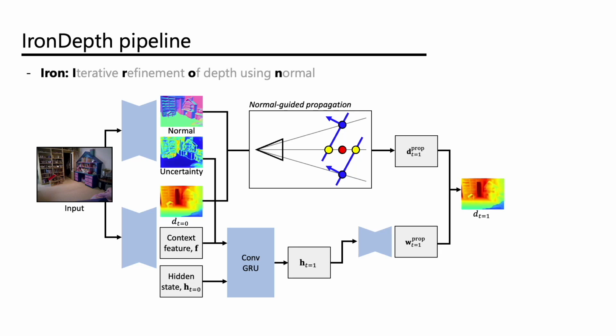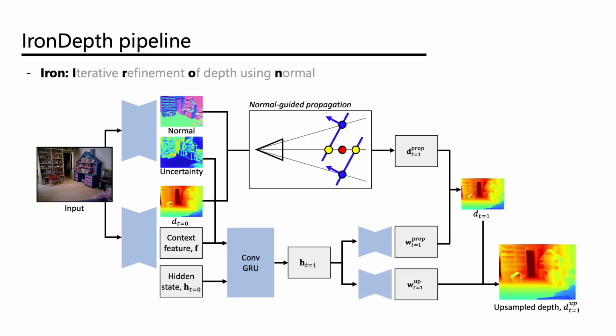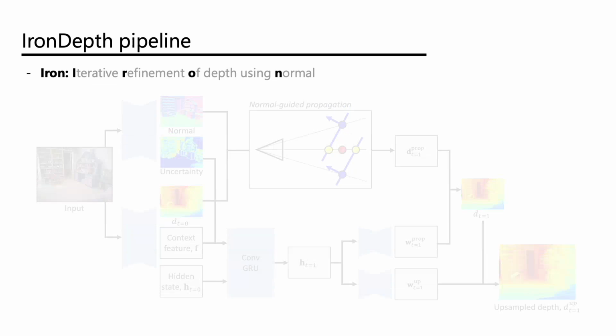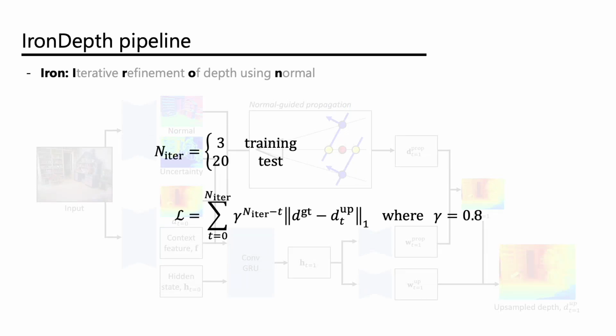Lastly, the refined depth map is upsampled by the proposed normal guided depth upsampling. The number of iterations is set to 3 during training and 20 at test time. The training loss is the weighted sum of the L1 losses, where gamma is set to a positive value less than 1 to put a bigger emphasis on the final output.